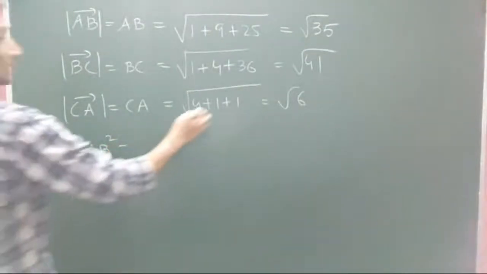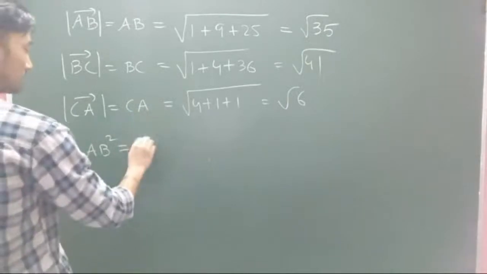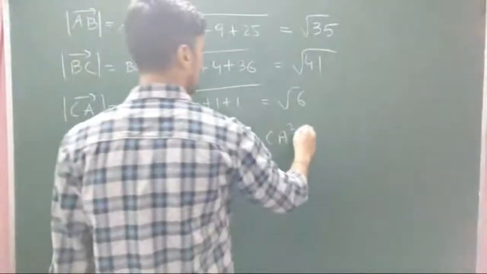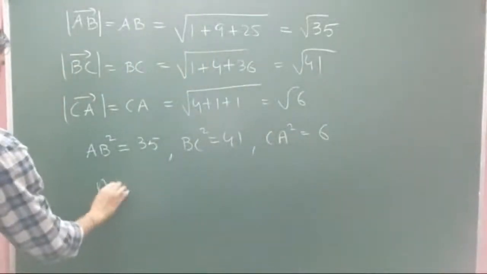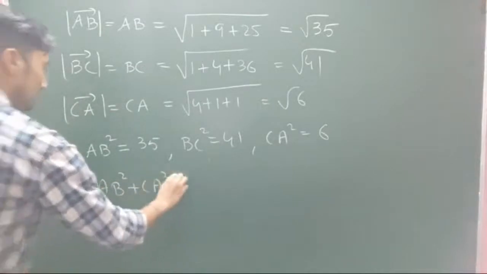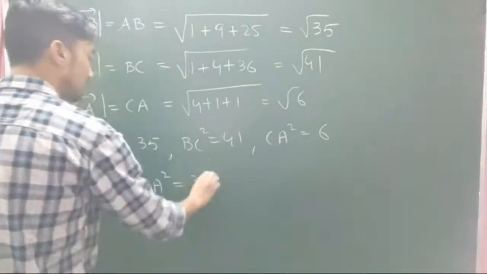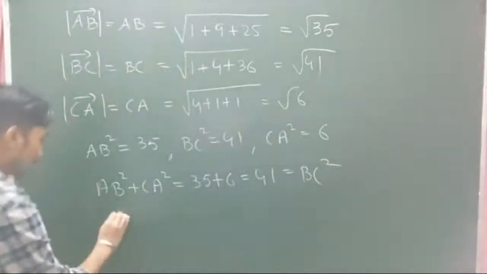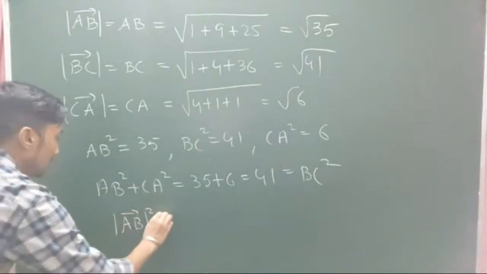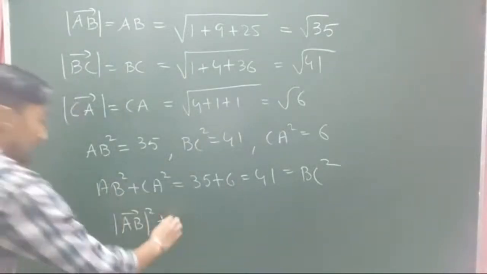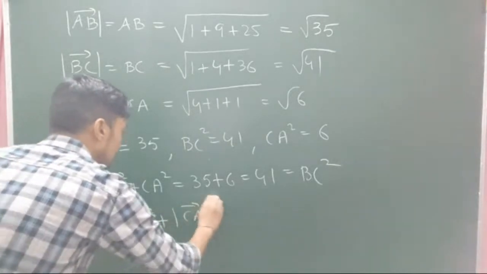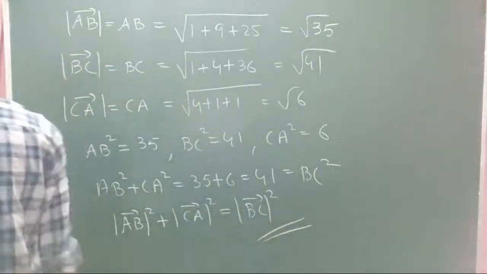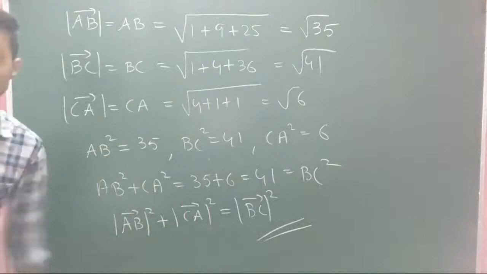What will be AB square? AB square is going to be 35. BC square, of course, will be 41. CA square will be 6. Now you can clearly see that AB square plus CA square is equal to 35 plus 6, that is 41, which is equal to what? BC square. In other words, the square of the magnitude of vector AB plus the square of the magnitude of vector CA is equal to the square of the magnitude of vector BC. So that verifies the Pythagoras theorem.